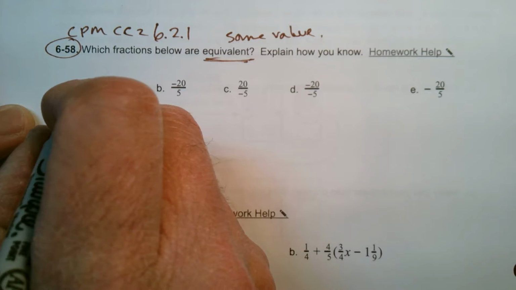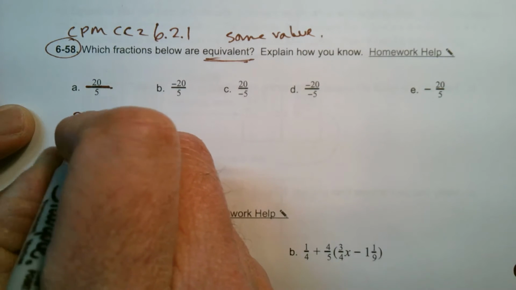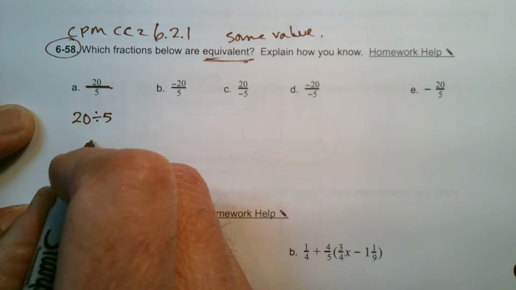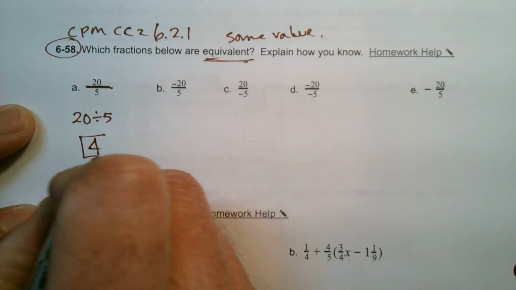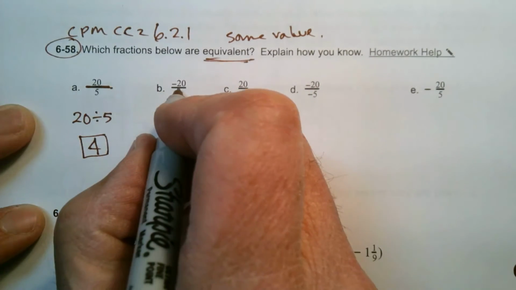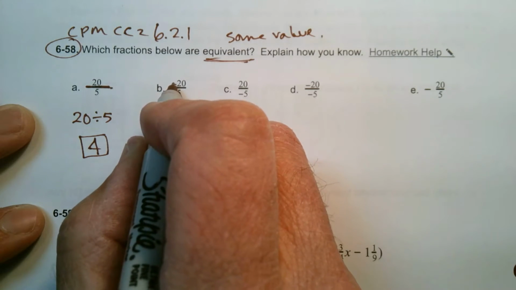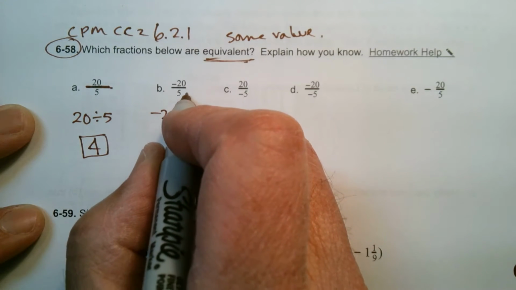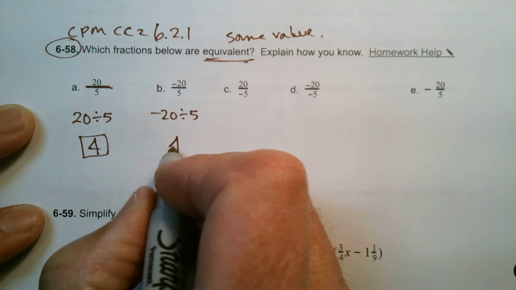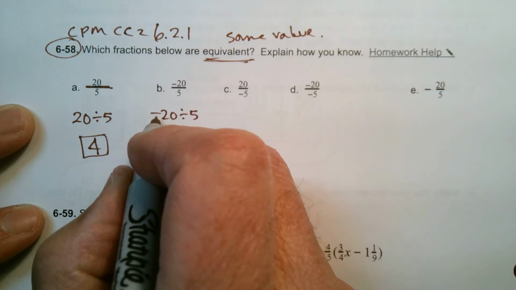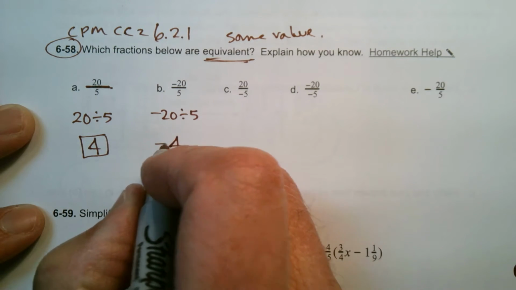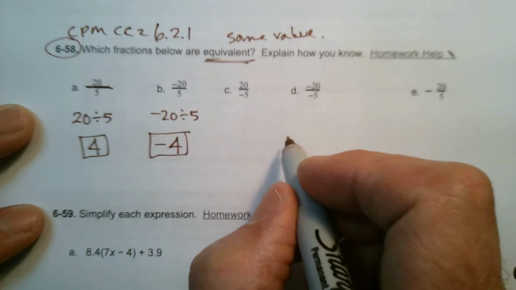So 20 divided by 5, that's what this is saying, which is 4. So that one's equal to 4. So A is 4. This is negative 20 divided by 5. Well, when you divide a negative and a positive, the answer is negative. You still divide the numbers, you still get the 4, but in this case, a negative divided by a positive is a negative. So the answer is negative 4.